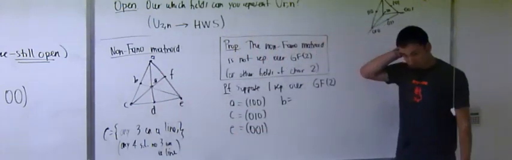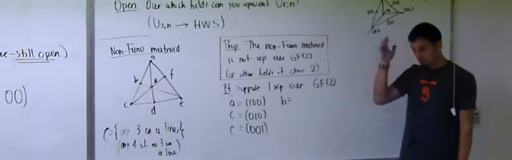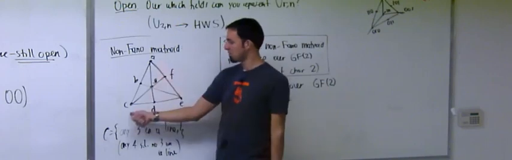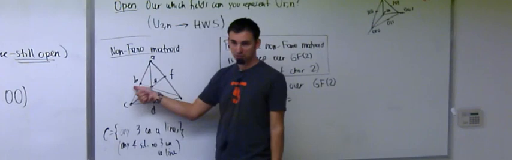Okay? But what are my scalars in GF2? My scalars are 0 or 1. So what are the possible combinations of A and C? I have 4 combinations: 0, A, C, or A plus C.